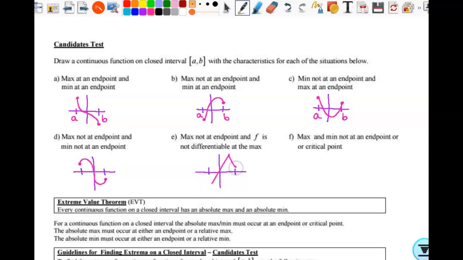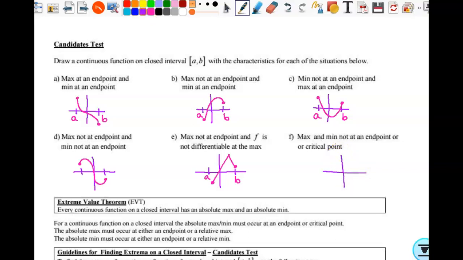Pointy. Like that. So there you go. The max is not at the endpoint, and it's not differentiable at the max. Something like that. Doesn't have to be exactly like mine. It doesn't say anything about the minimum. I'll give you a little longer on this one.